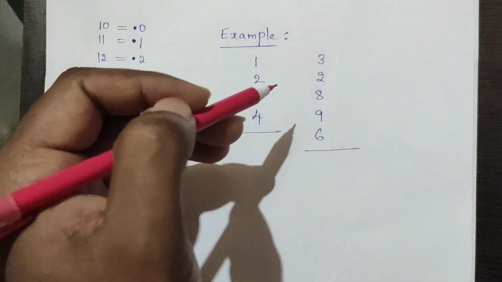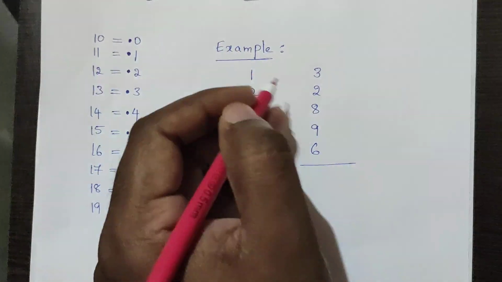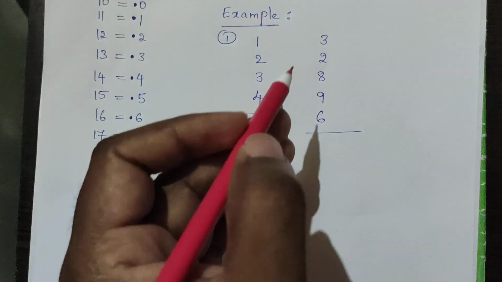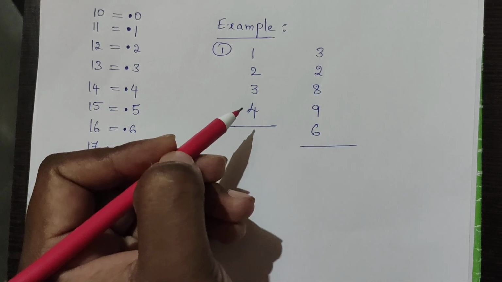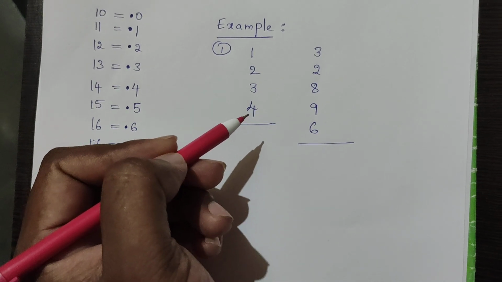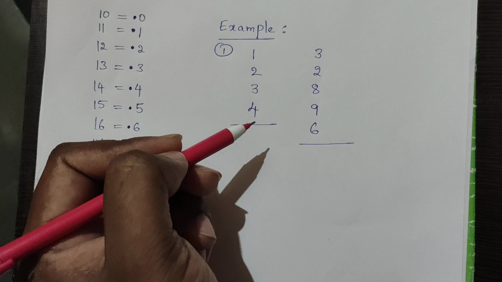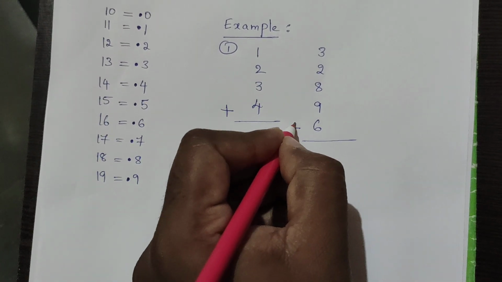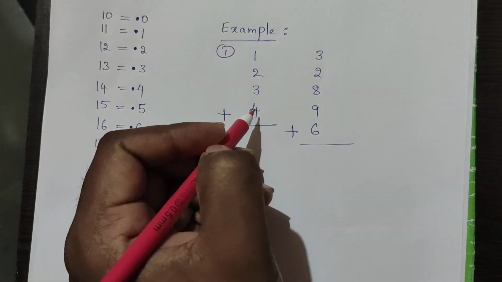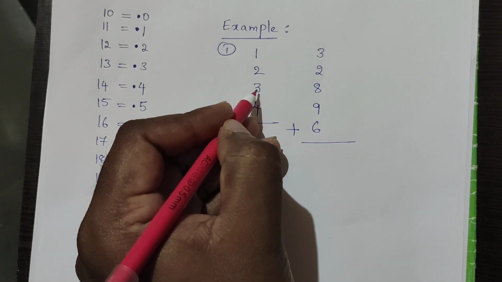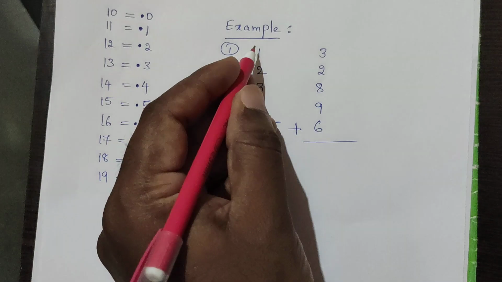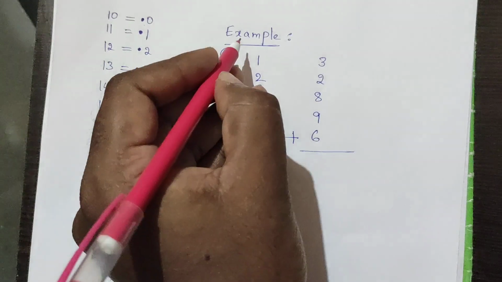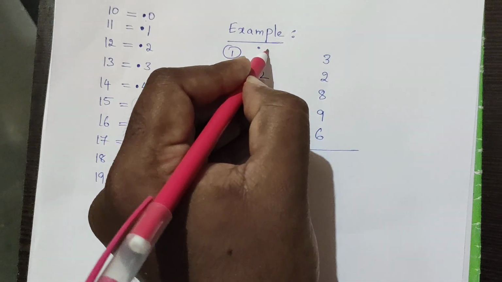Now let me explain with some examples. The first one here. I already told you we should start from bottom to top. We are doing addition here. Start from here: 4 plus 3 is 7, 7 plus 2 is 9, 9 plus 1 is 10. Then 10 is nothing but dot 0. We should take dot 0 like this.